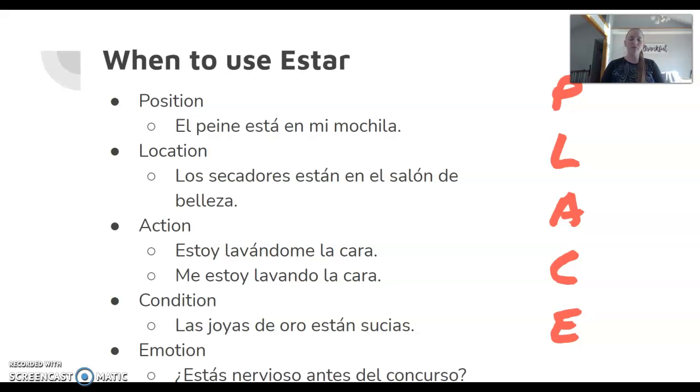So down below, you have some sentences on your notes page where you are filling in the correct form of either ser or estar in the present tense. So go ahead and do that. Hit pause and then fill those out. And then when you're done, hit play.